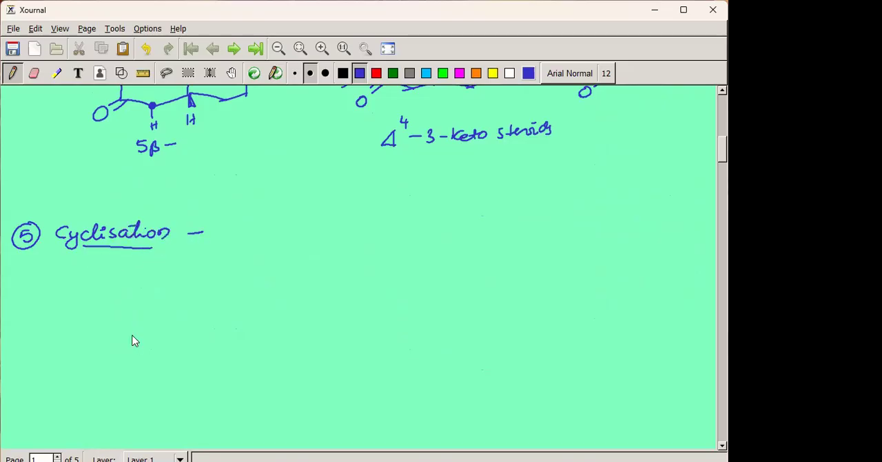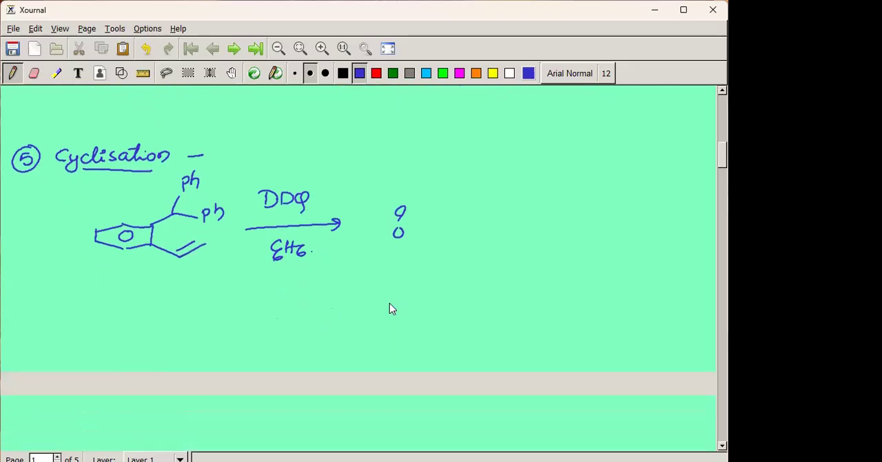The next application, cyclization. Here I am going to take the benzene as a substituted compound. This is a diphenyl group. When it is treated with DDQ in the presence of benzene, C6H6, what do we get? What is the product? Which group is here? From which place will the hydride ion be removed?